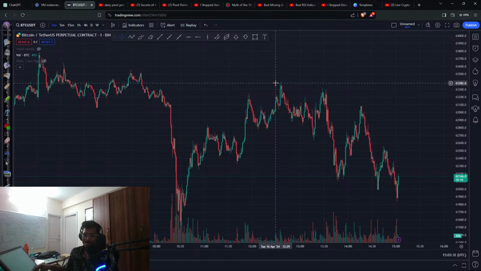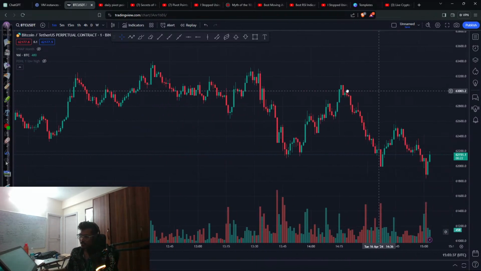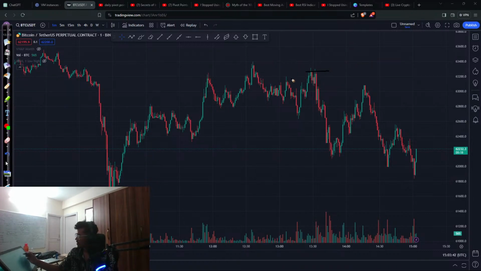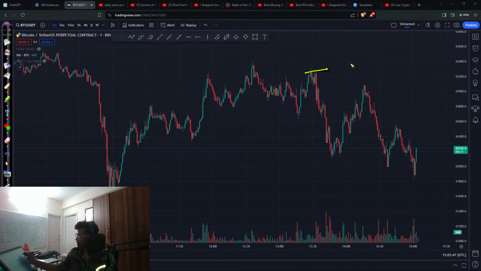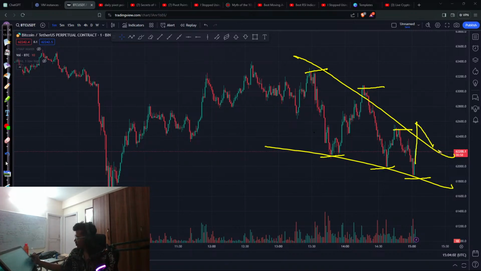Okay, so on 1 minute what I can do here is do the analysis. Okay, so we are making lower high, lower low. Yep, lower high, lower low here. Now if we wanna look for a long trade, what we are looking for is to break off that channel and then pull back. So that would be our long entry. Let's see what's gonna happen.